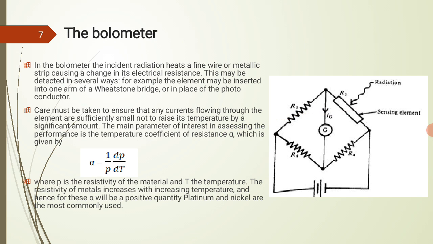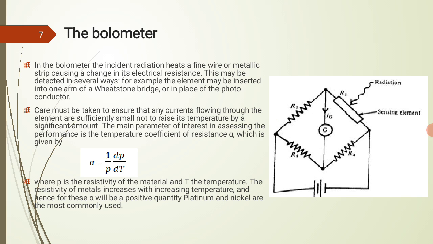Next, we will see about the bolometer. This is the block diagram of the bolometer, represented by a bridge type. In the bolometer, incident radiation heats a fine wire or metallic strip, causing a change in its electrical resistance. This may be detected in several ways. For example, the element may be inserted into one arm of a Wheatstone bridge or placed in a photoconductor. Care must be taken to ensure that any current flowing through the element is sufficiently small not to raise the temperature by a significant amount.